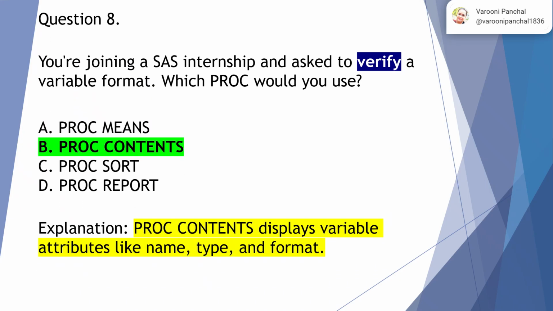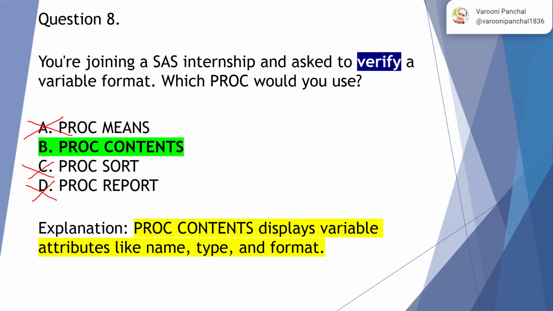Question 8. You are joining a SAS internship and asked to verify a variable format. Which procedure would you use? Option A says proc means. Now proc means is used for summarized data, right? Proc sort is for sorting the data set. Proc report is for reporting into tables, listings, or PDF, right? So this is not the right answer.